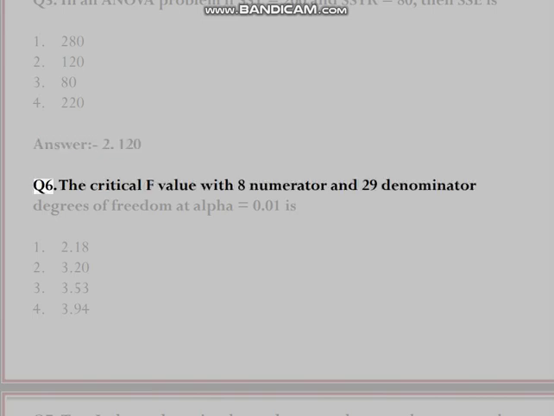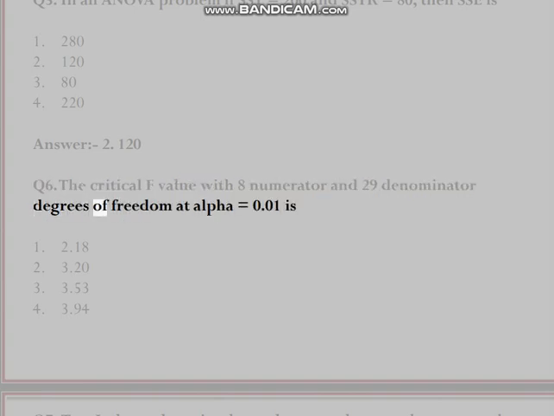Q6. The critical F value with 8 numerator and 29 denominator degrees of freedom at alpha equals 0.01 is: 1. 2.182, 2. 3.203, 3. 3.534, 4. 3.94.